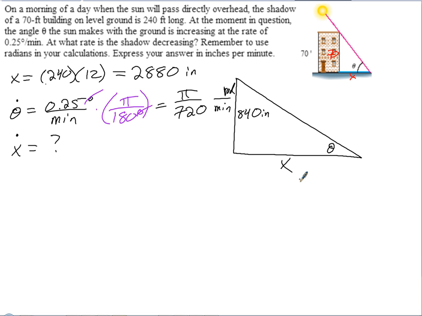Tangent of theta is equal to what? 840 over x. Good. So then we're going to have to differentiate this, right? We're going to have to differentiate this implicitly to relate the rates, to get our dots. Now, does anybody have any suggestions here? Now that I've written this big, I see something that would be useful to do here.